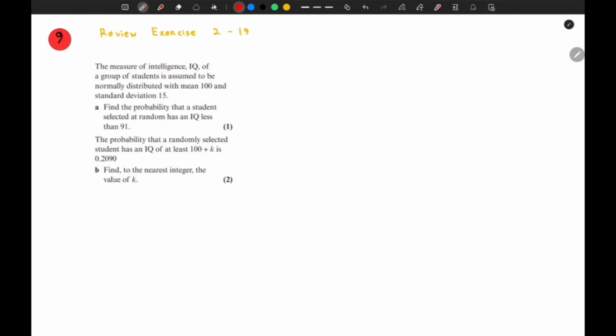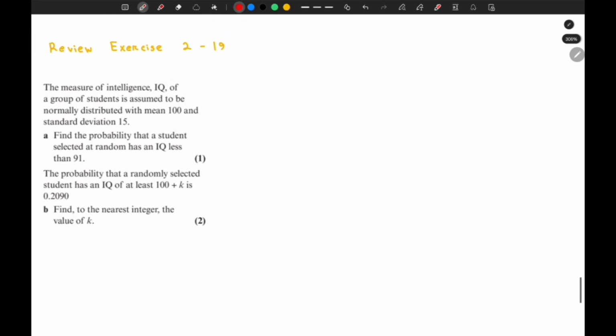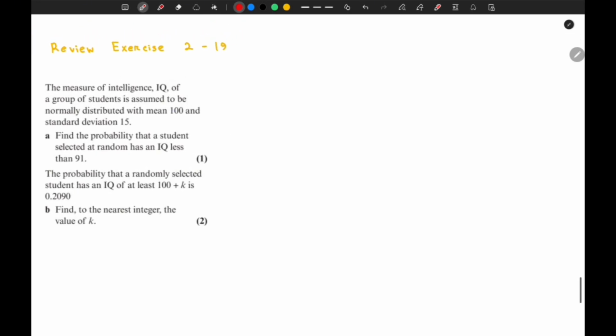And moving on to the next question, this is from review exercise 2, number 19. So the measure of intelligence, IQ, of a group of students is assumed to be normally distributed with mean 100 and standard deviation k. Let's say that the IQ is X. X is normally distributed with the mean and standard deviation squared. Find the probability that a student selected at random has an IQ less than 91. So basically we need to find the probability for X to be less than 91.